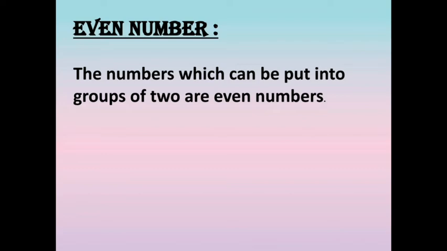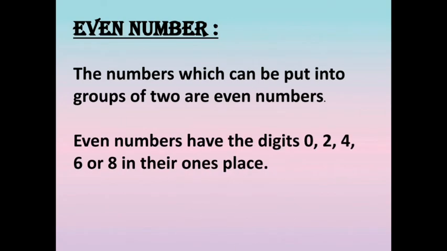That means the numbers we have to count in twos, and if we don't get any remainder, then it is an even number. And an even number has, in ones place, the digits 0, 2, 4, 6 or 8. Now we will see an example.